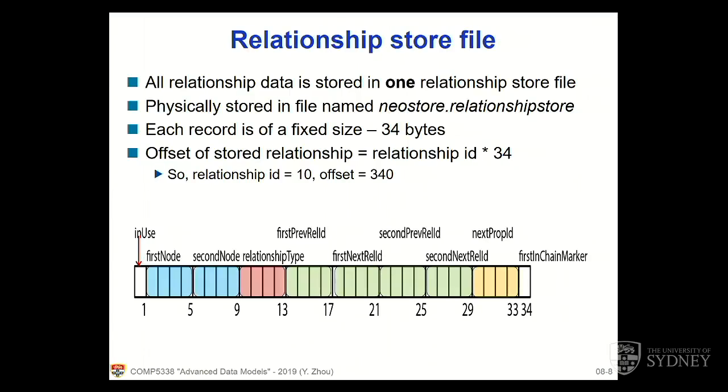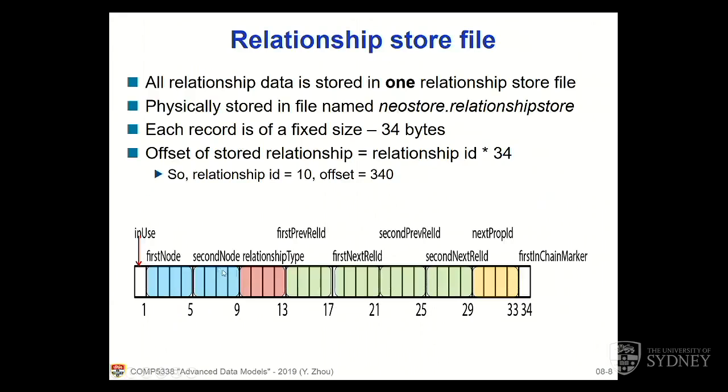And a relationship can have properties as well, right? And again, it can have many properties. So we don't store any of the actual properties here. We only store a pointer to one of its properties. We call it the first property. And then from that property, we can find all other properties. So everything is kind of linked. So there's a pointer as well for the property.